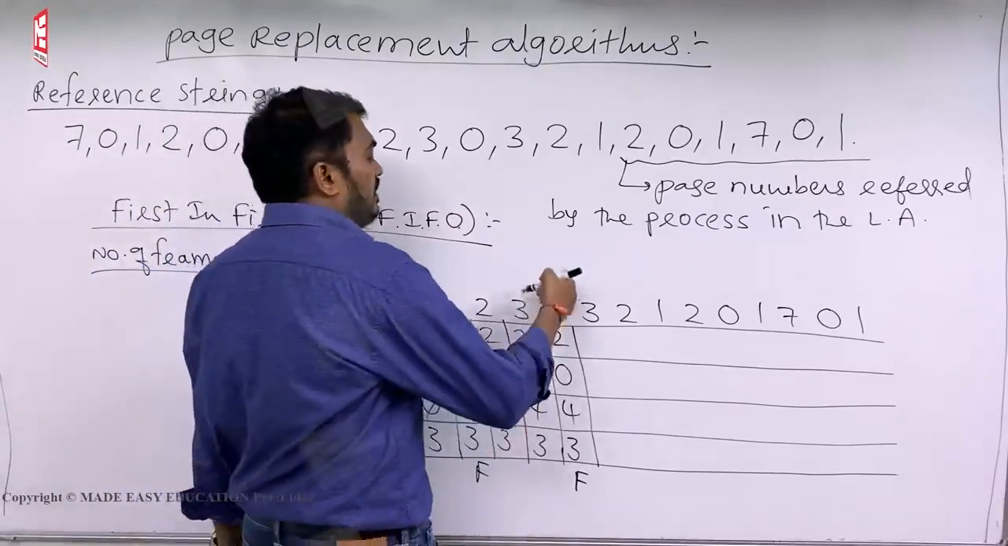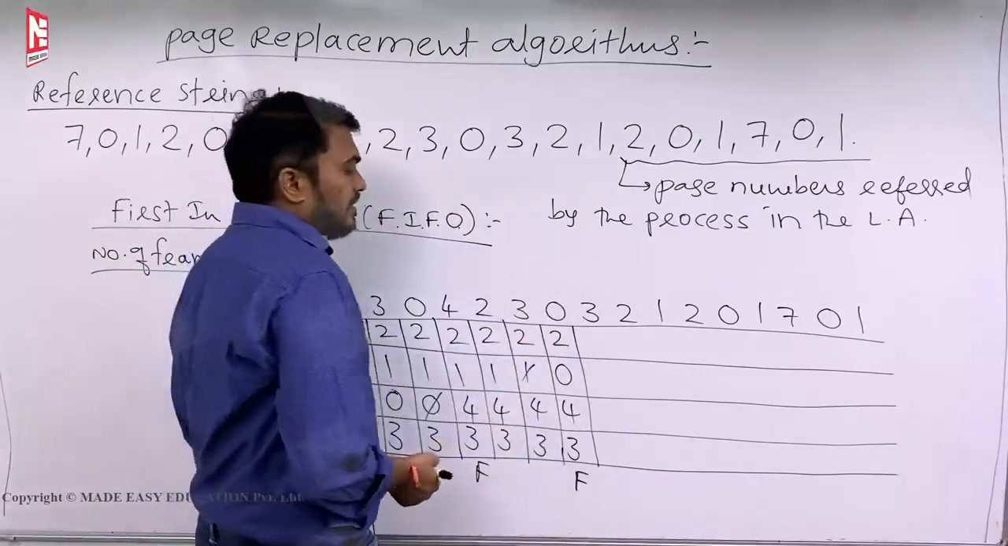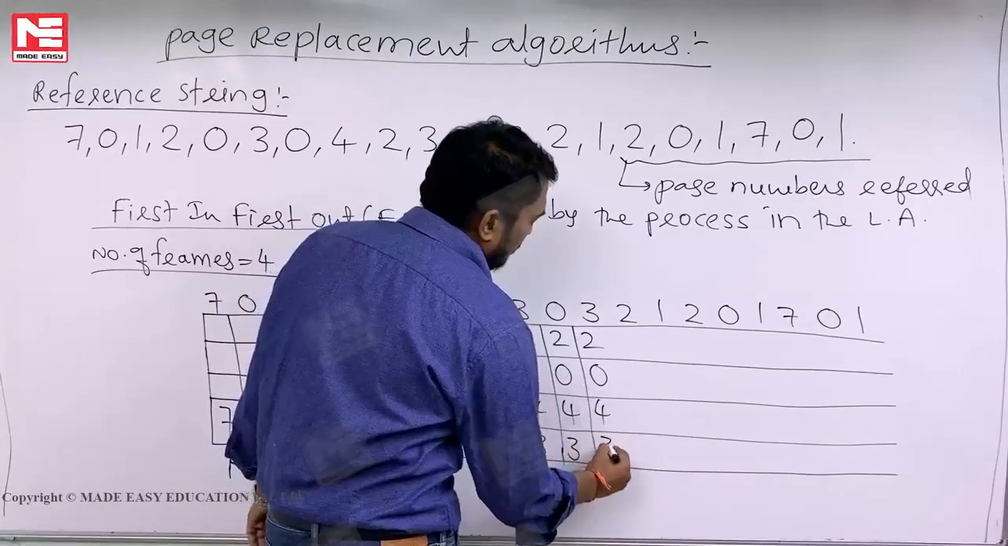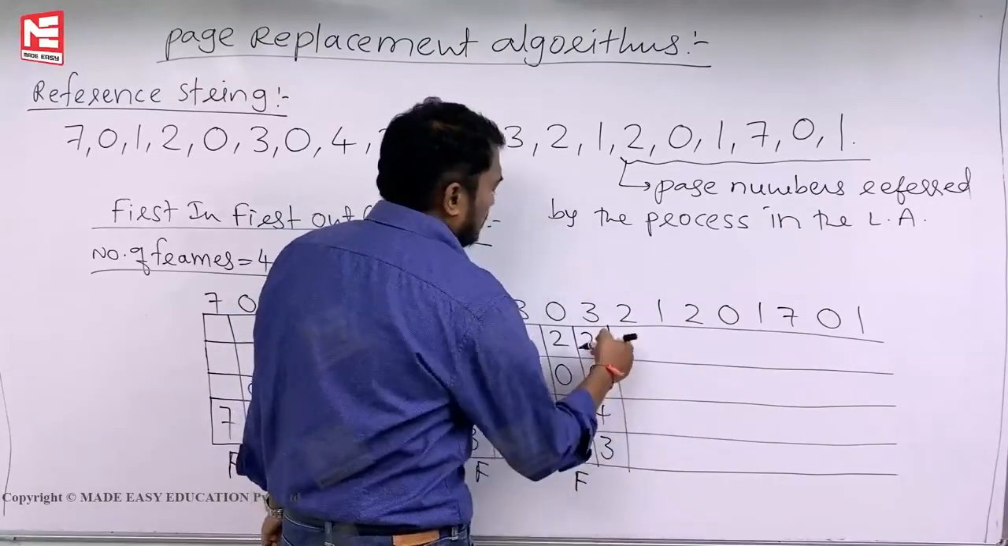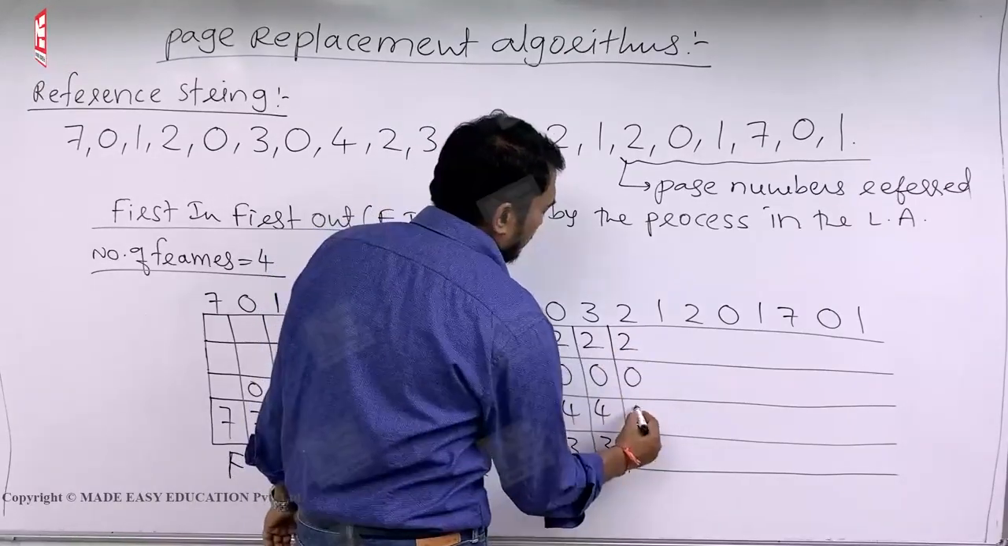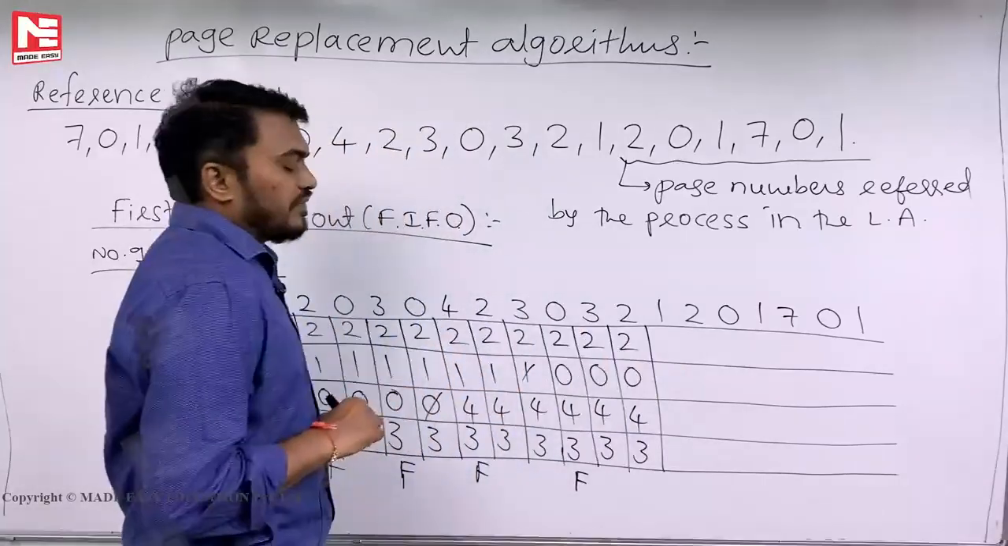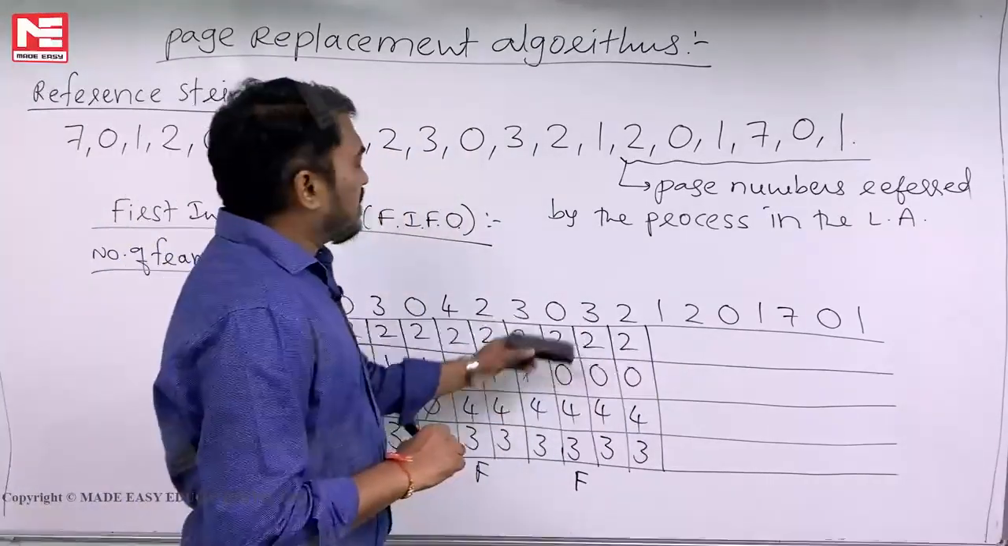Next is what here? 3. Now tell me, is 3 available here? Yes, sir, 3 is available. So then copy as it is. Don't write F. And next is 2. Is 2 available? Yes, sir. Okay, then copy as it is. Don't write F.